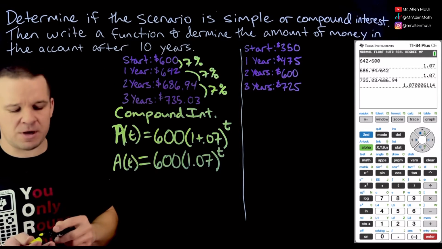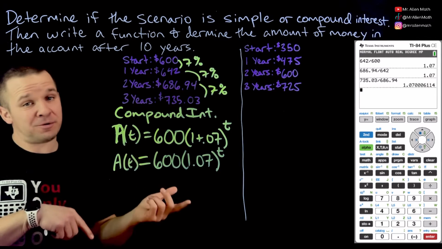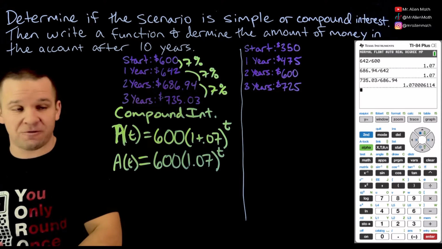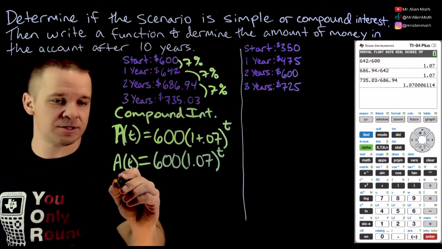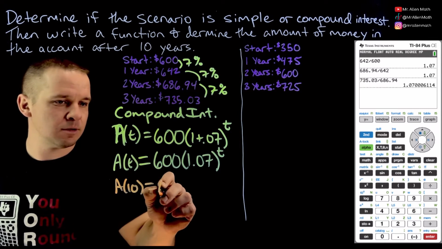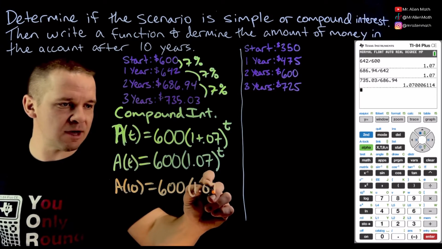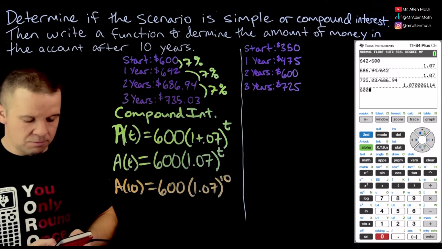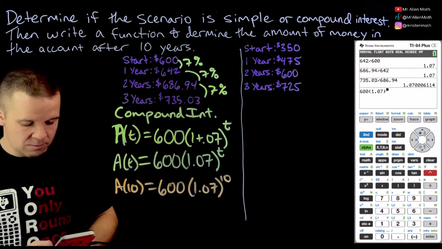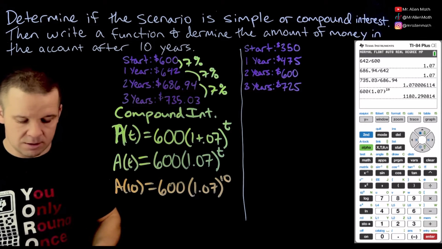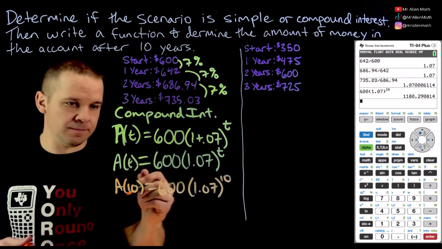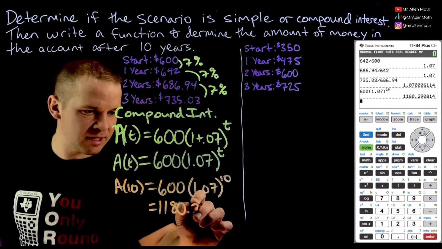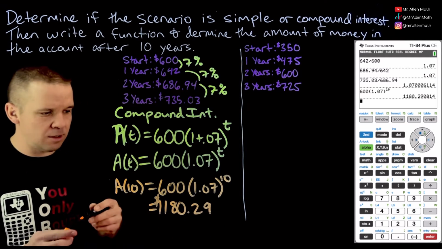No need to really write this step here. I was just showing you how usually you'd be given a percent and asked to write a function. We're kind of going backwards on this one. Now, if I wanted to figure out in 10 years, it says after 10 years, we'll just do A of 10. 600 times 1.07 raised to the 10th power. Let's do that: 600, parentheses, 1.07, raised to the 10th power. Got it all? In the money. $1,180.29. Boom. I like it.